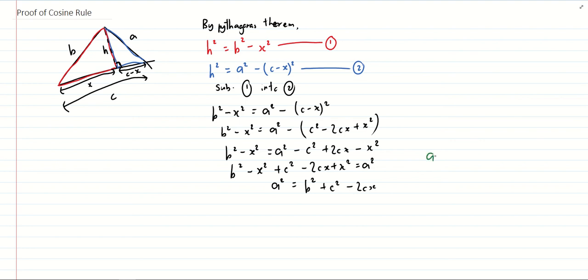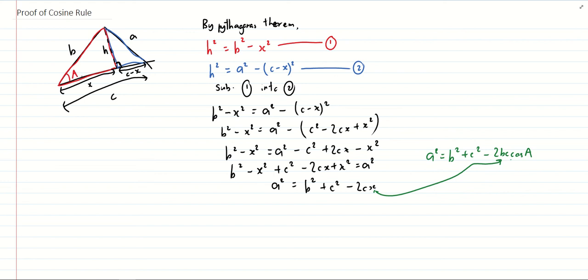Now you realize that if we go back to our original cosine rule that we are trying to prove, which is a square equals b square plus c square minus 2bc cosine a, I am almost there. The only thing is, how can I make x to be b cosine a? That's where trigonometry comes into play. If we look back at the red triangle again, you realize that the angle will be labeled as angle A.